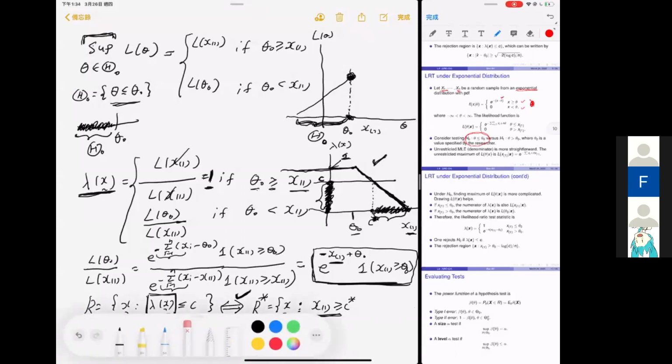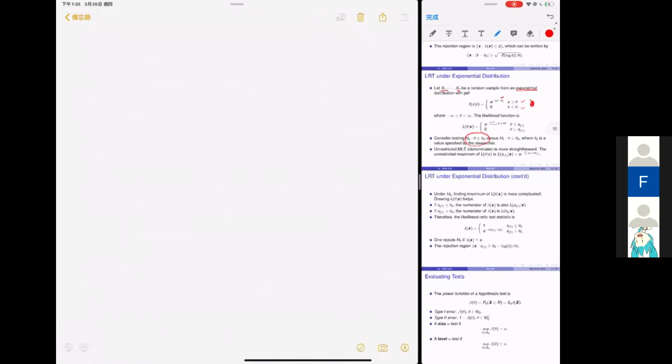Bad news is we haven't finished yet, but we are always at the end of class. 10 minutes to go. Why do I say we haven't finished yet? Because even though I do know x1 bigger than c star, what is c star? How do I find it? The same drill. How do I find it? Using alpha. Again, write down the definition.